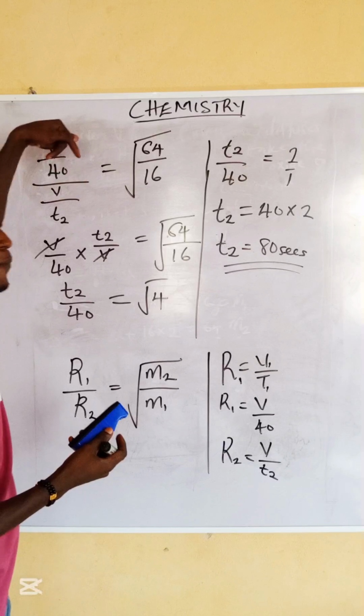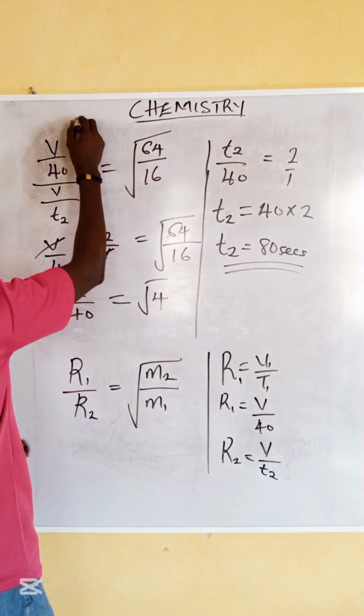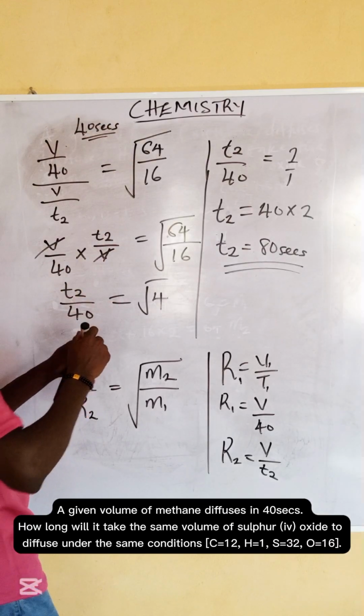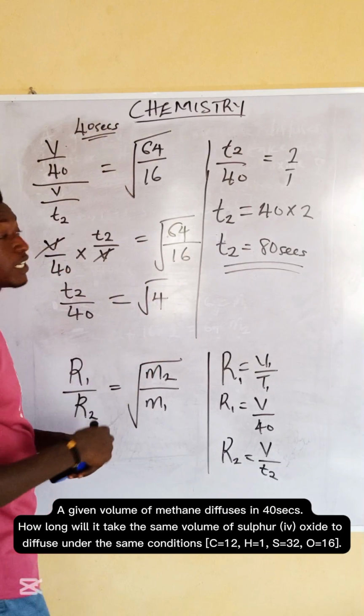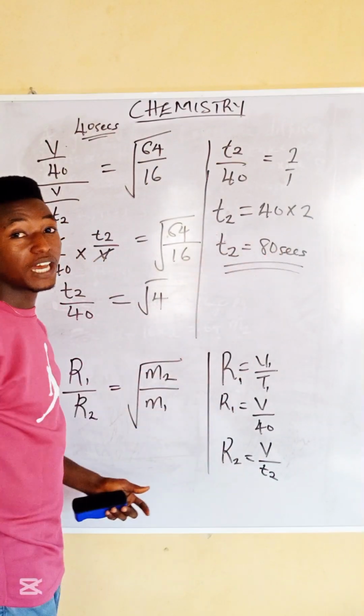So if methane diffuses in 40 seconds, according to our question, then sulfur 4 oxide will diffuse in 80 seconds. And this is our final answer.